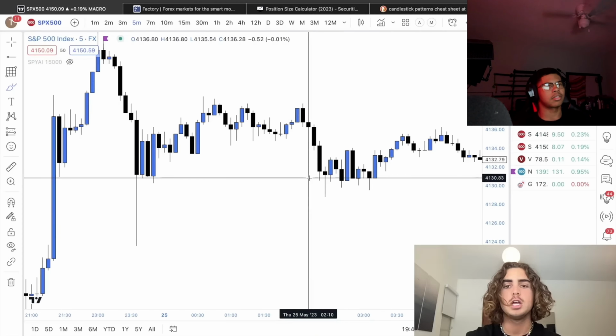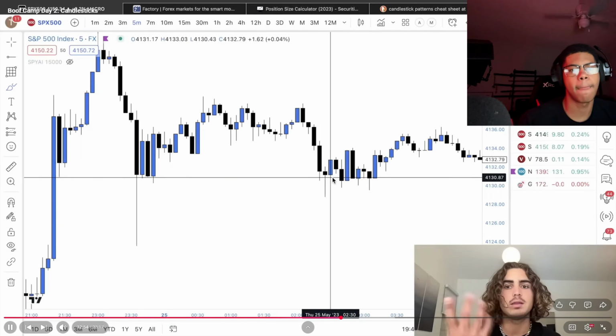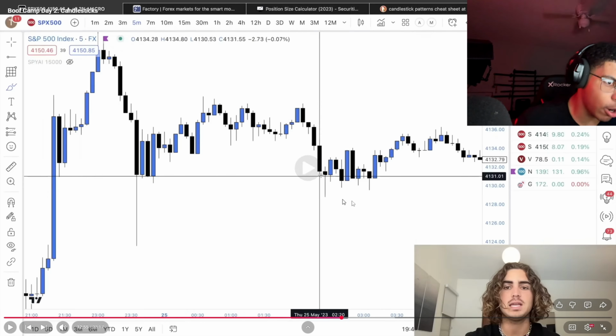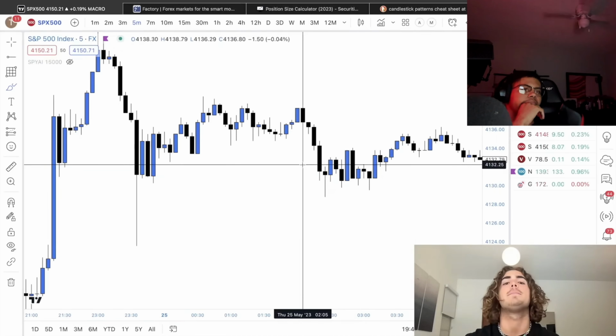Any more questions? That answers most of my questions. Now, lower in a regular size candle, this is a doji. This is showing indecision within the market.